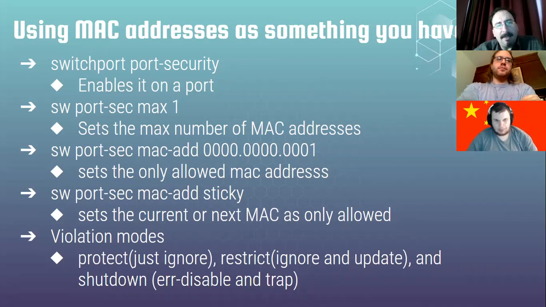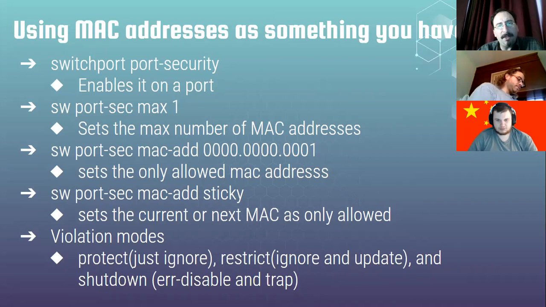Restrict tells it to do the same thing. It drops the frame. When I say ignore, I should say drop. It drops the frame, and then it will, however, trip an alarm. It'll say, hey, we'll send a trap if the switch is programmed to send a trap. But it will update the security violation count that's inside the switch. We'll see that in a second.